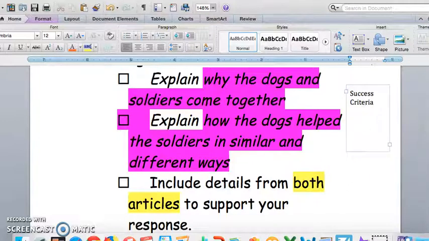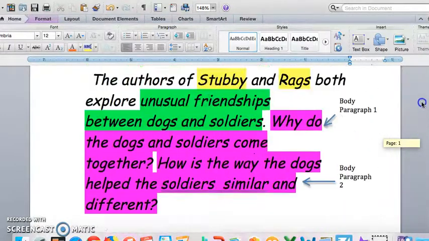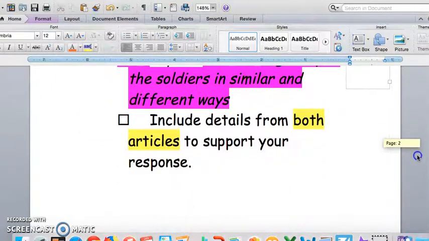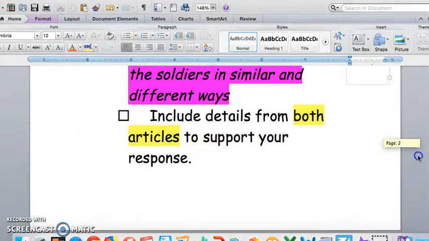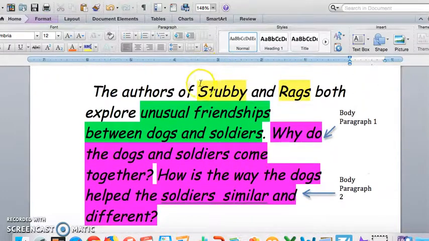If you need to play the video one more time to make sure that you marked up everything that I marked up with you, go ahead and do that. That is totally okay. In the next video, we're going to start reading Rags. No, sorry, we're going to start reading Stubby first, and we're going to be reading it with the lens of why did the dog and the soldier come together, and how did the dog help the soldier? Okay, that will be my lens for Stubby.